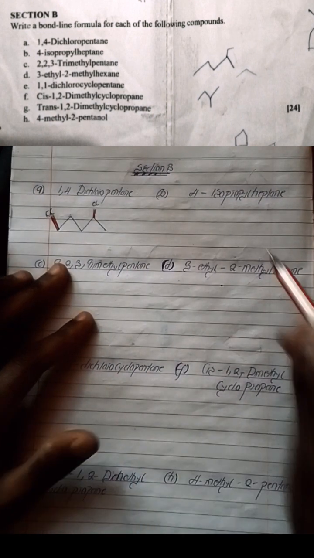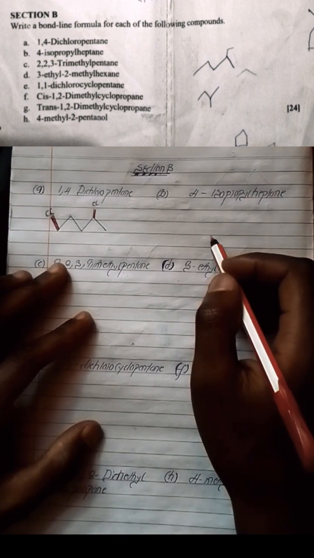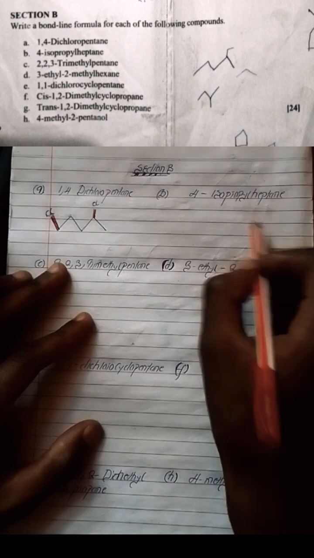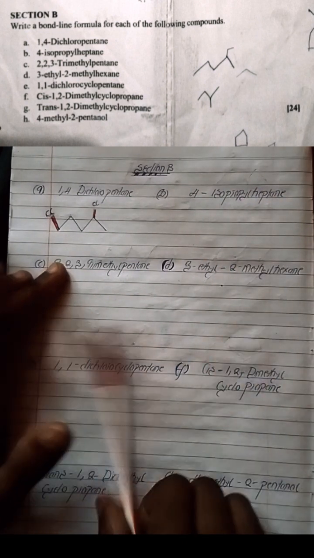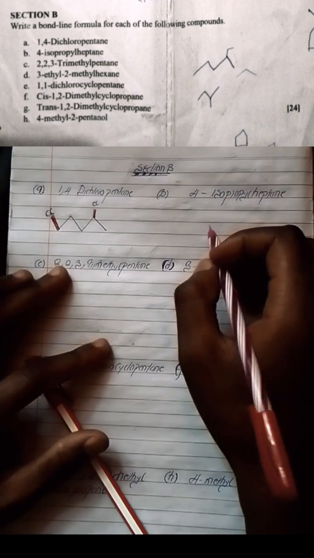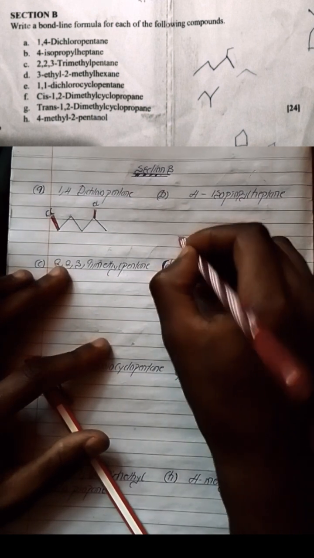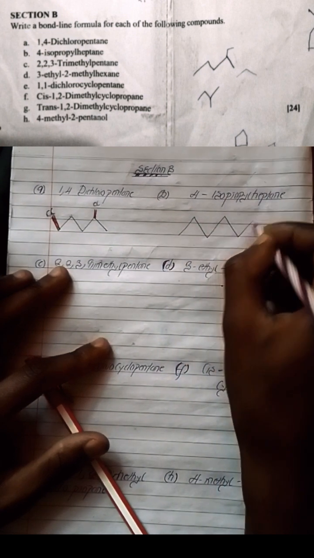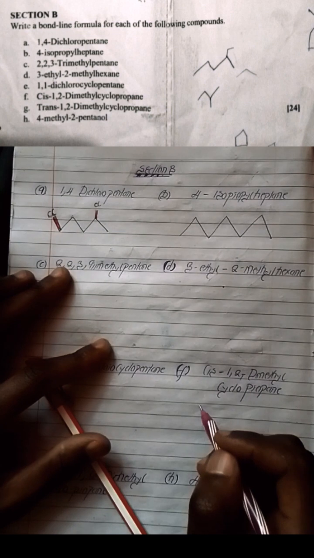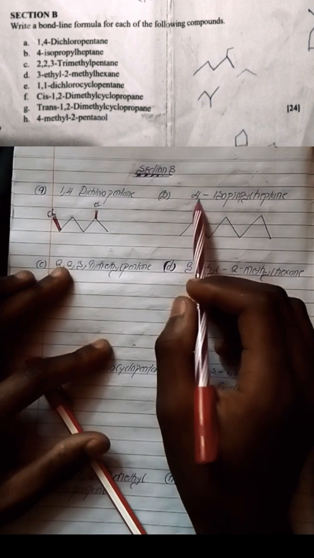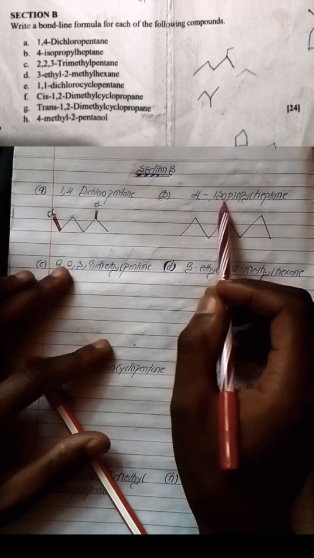The second one, 4-isopropylheptane, right? First thing, identify the parent name or the parent structure. Once I do that, I know hept, we're talking about 7, right? So I'll say 1, 2, 3, 4, 5, 6, 7. After doing that, I look at the attachments. What attachment do I have? At position 4, I need to put an isopropyl group.